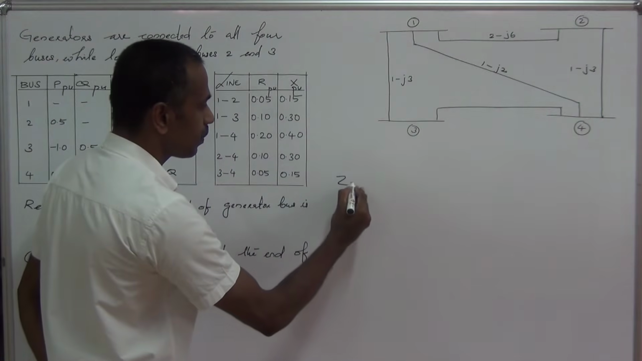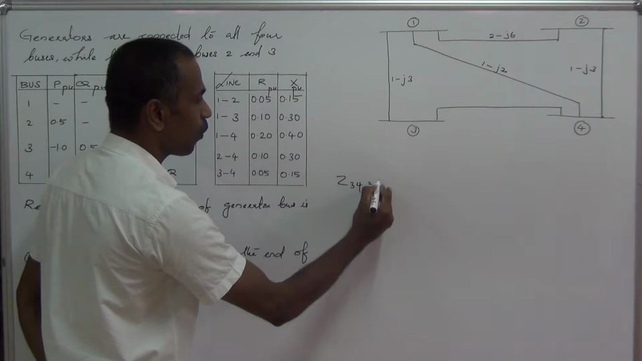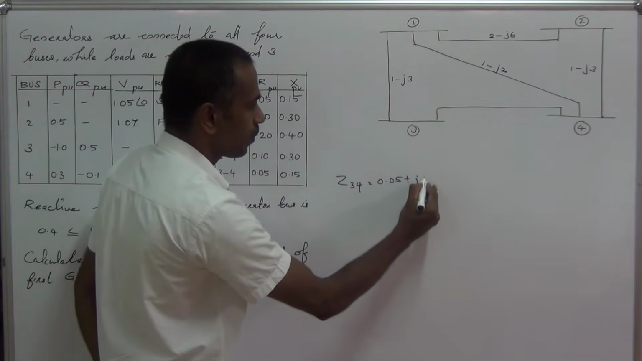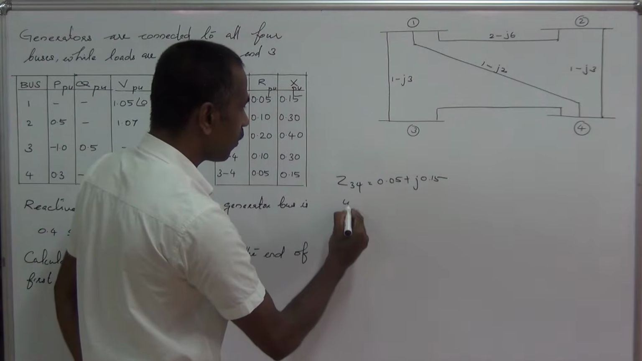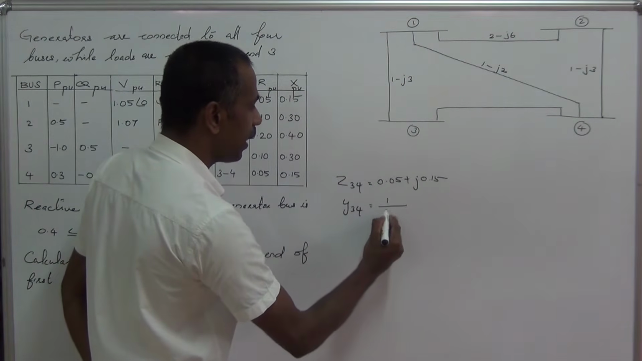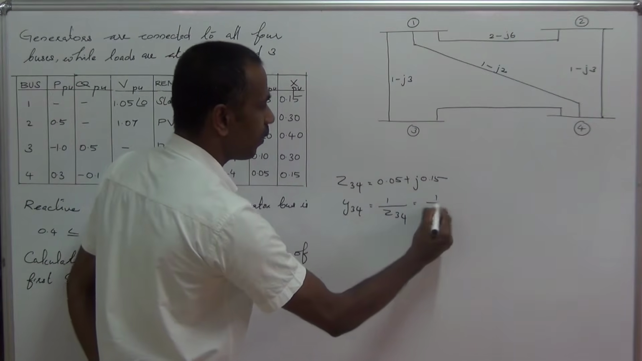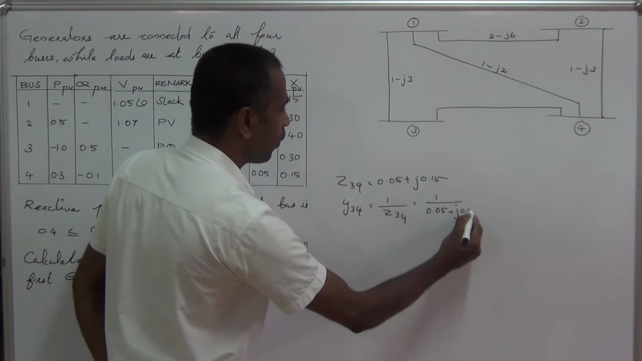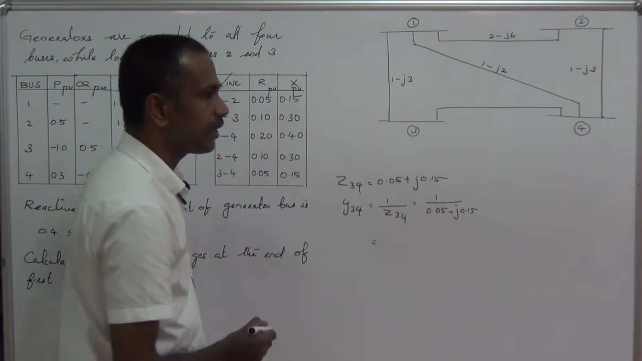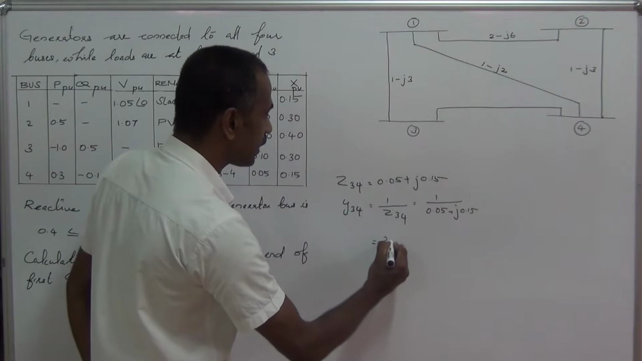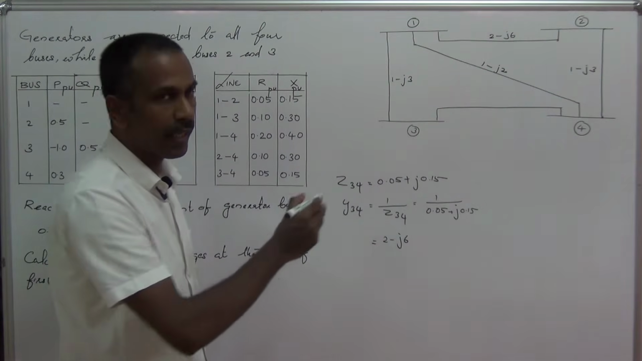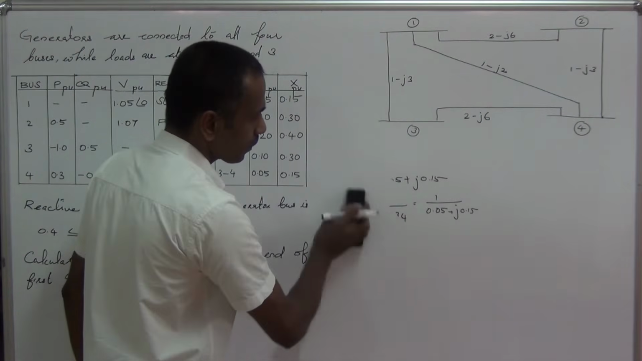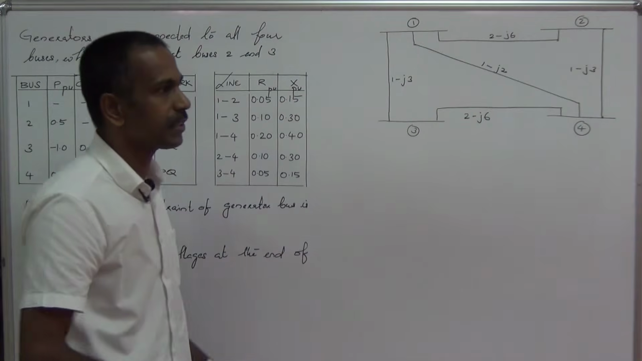Z34 equals 0.05 plus j0.15. Its admittance Y34 equals 1 by impedance. This is 1 by 0.05 plus j0.15, and this is equal to 2 minus j6. Let me write the value here. It is 2 minus j6. These are the line admittances.